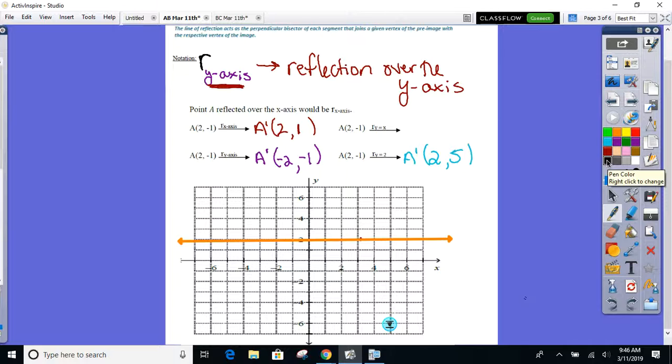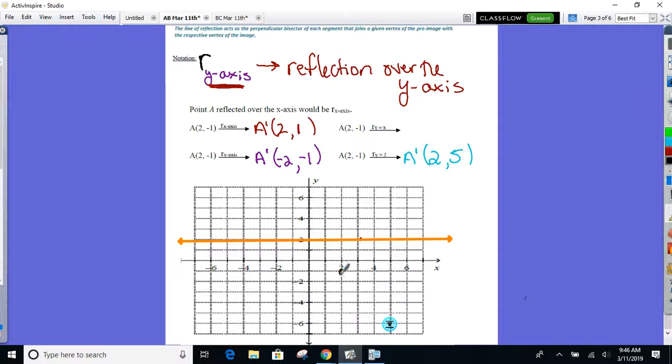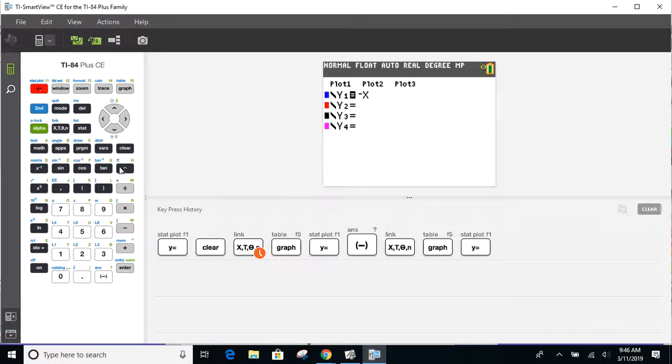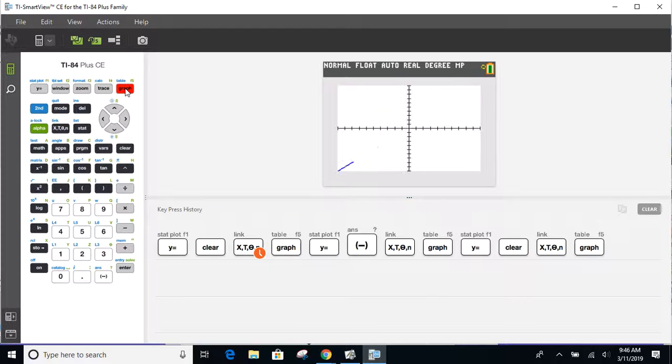Go to your calculators right now. That's why I had you get them out. Go to your y equals screen for me and graph in y1, just y equals x. Hopefully you haven't been playing around too much with it, and you can see what that graph looks like. That's the line I want you to reflect this point over. That line right there.